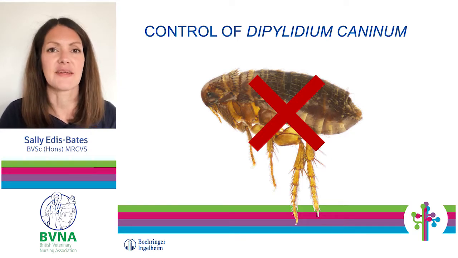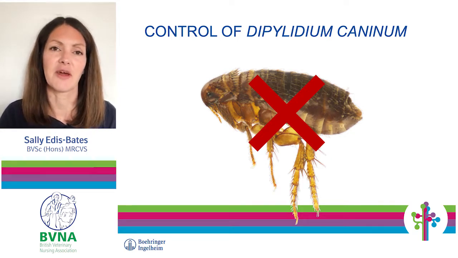If a dog or a cat has an existing Dipylidium caninum infection, they should be treated with praziquantel as well as starting on a flea control programme.